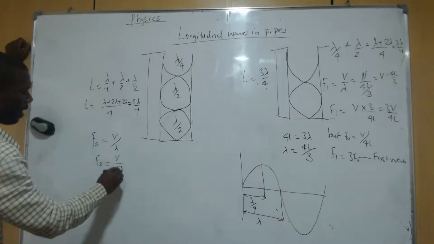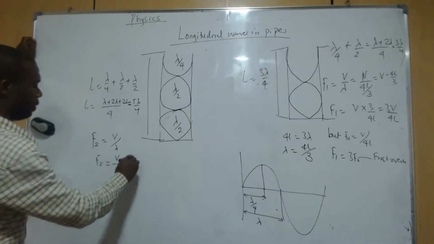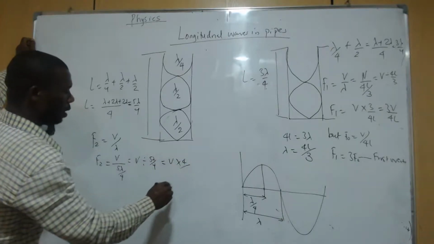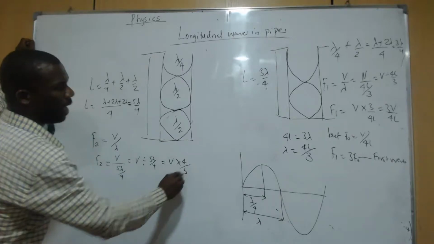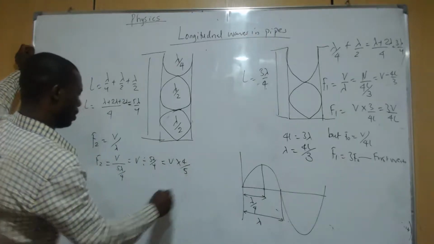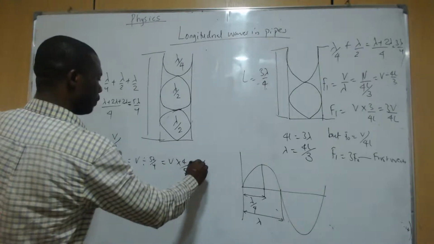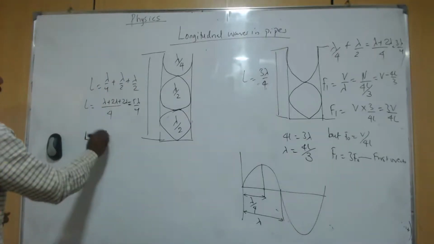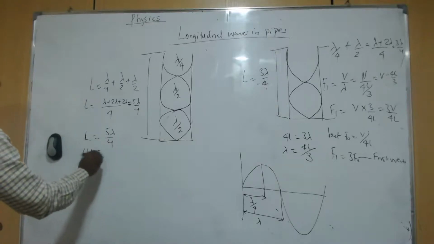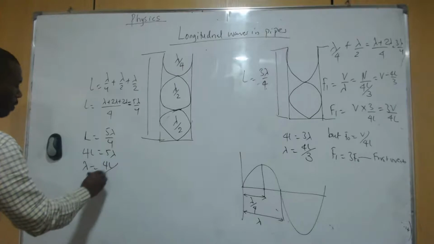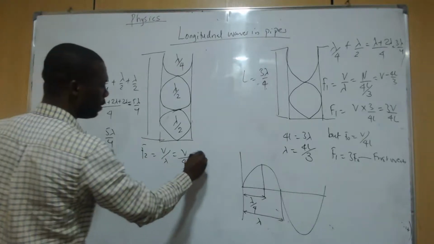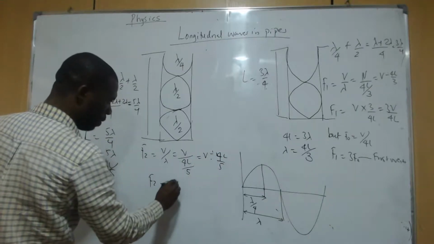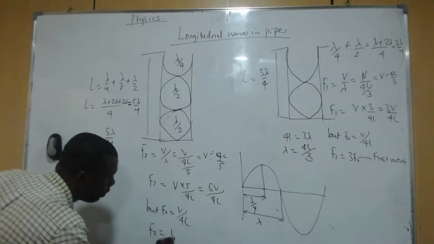F2 is V divided by 5 lambda over 4, which is V times 4 over 5 lambda, which is equal to 4V. Now L is equal to 5 lambda over 4. So 4L is equal to 5 lambda. So lambda is equal to 4L over 5, and F2 will be V divided by 4L over 5. So F2 will be equal to 5F0.